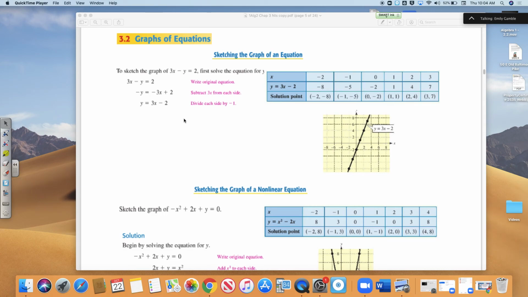All right, so we're going to start with section 3.2. We're going to be sketching graphs of equations today, which can be done two ways. The easy way is the graphing calculator, but it's the more expensive way. I mean, graphing calculators are like $100.